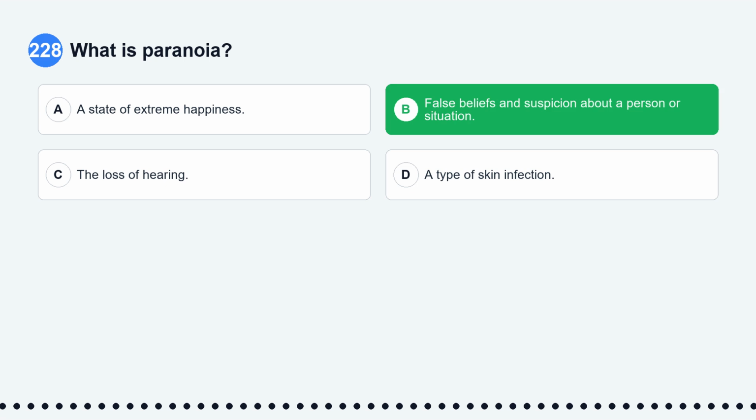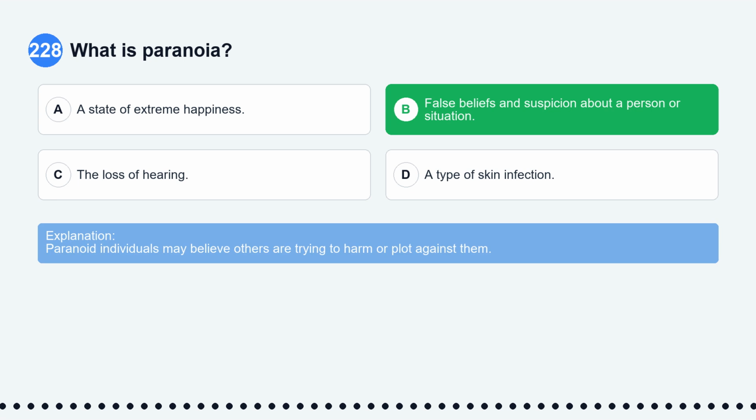The correct answer is option B. False beliefs and suspicion about a person or situation. Paranoid individuals may believe others are trying to harm or plot against them.